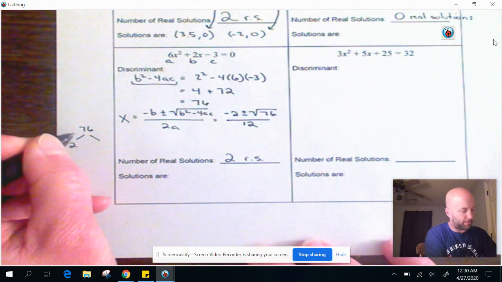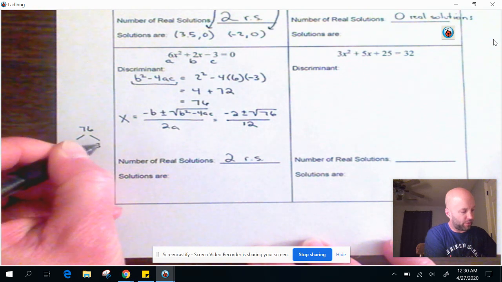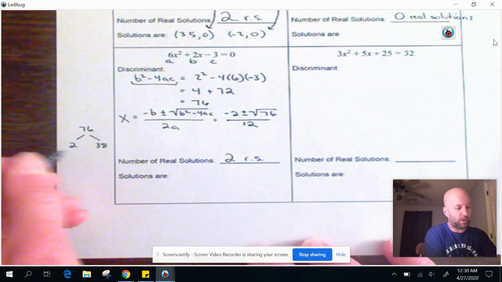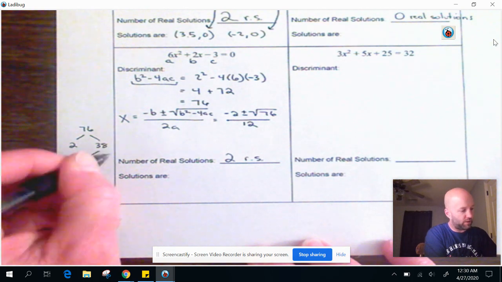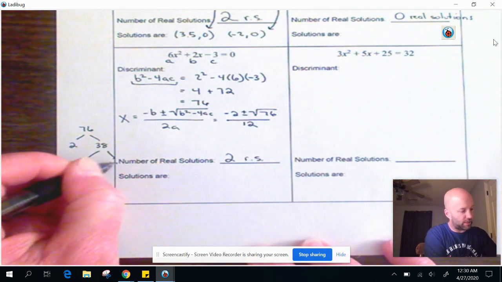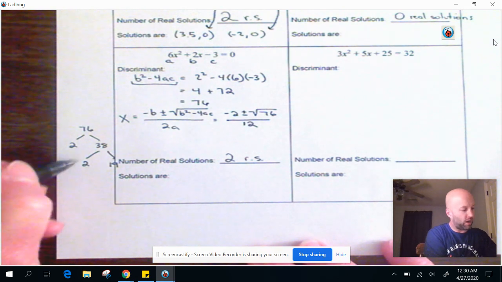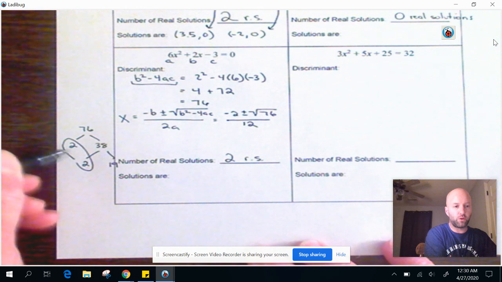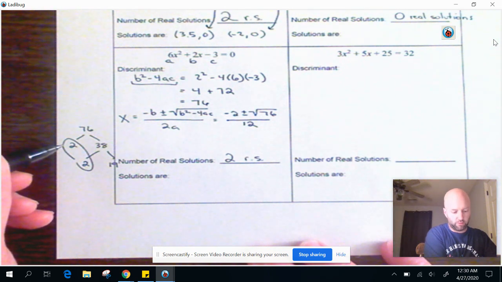So I think this is 38, if I'm remembering correctly. So that is simplified. We can't break that down anymore. This is even again, so this is 2 and 19. All right, so we have a pair of these. So 2 times 2 is 4. The square root of 2 of those is just one of our 2's, okay? So we can factor that out.